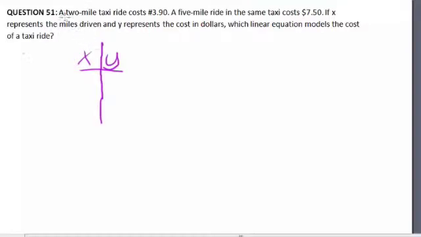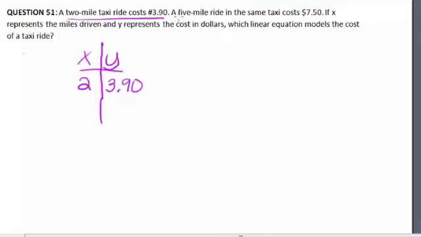So this first part says a 2-mile taxi ride costs $3.90. So X represents the miles driven. So in here, 2 miles is our X value. And what's the cost? Y represents the cost in dollars. The cost was $3.90. But we need more than just one pair in our T-chart.